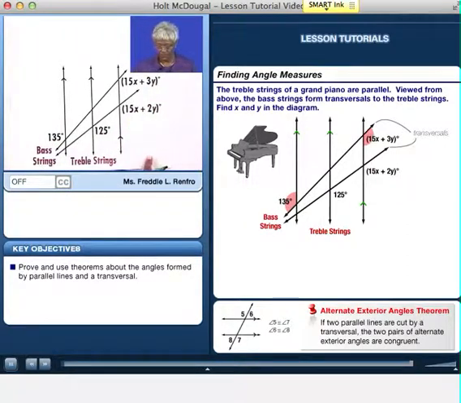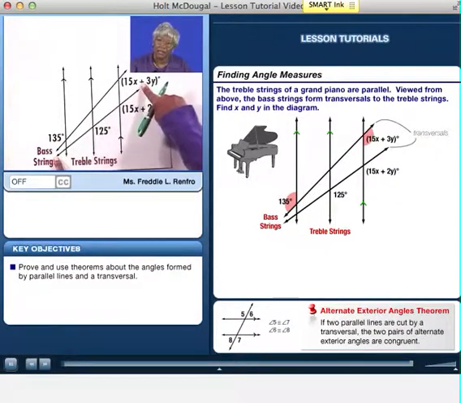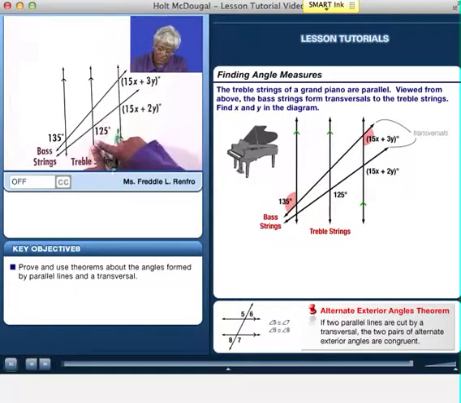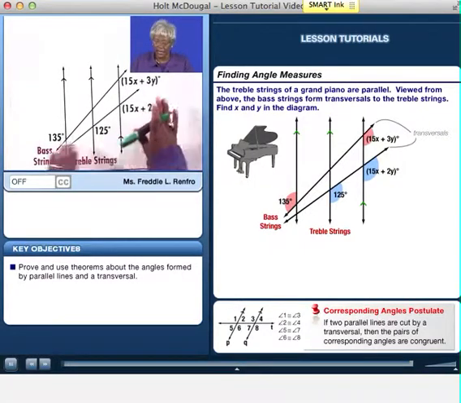Also, if these two lines are parallel, the treble strings are parallel, and this line, the bass string, is the transversal, look what we have here. We have corresponding angles, and they're congruent. How can we solve for x and y?